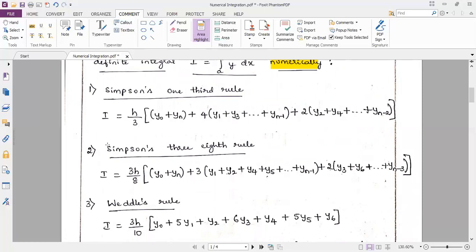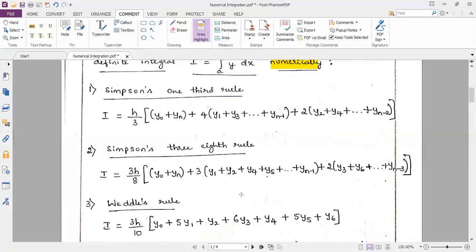The second formula will be applying the Simpson's 3/8 rule. Formula is I is equal to 3h by 8 into y naught plus yn plus 3 times of y1 plus y2 plus y4 plus y5 etc. up to yn minus 1 plus 2 times of y3 plus y6 plus etc. up to yn minus 3.